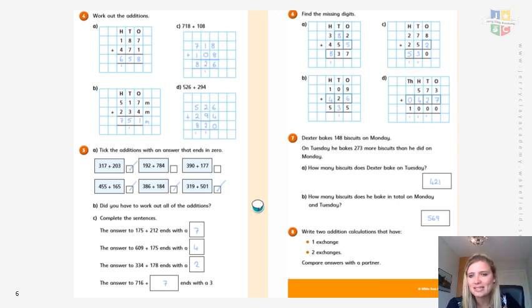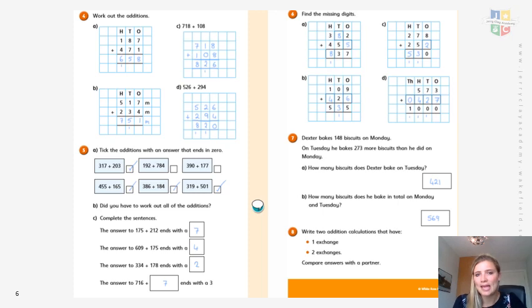Okay, so find the missing digits. Now some of these are easier than others. Remember to always start in your ones column. So for the first one, 2 add something equals 7. So I would start from 2 and count up until you got to 7. So 2 in your head, 3, 4, 5, 6, 7. I got the answer 5.